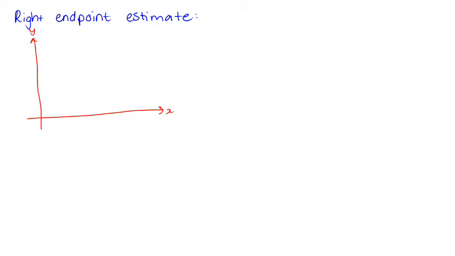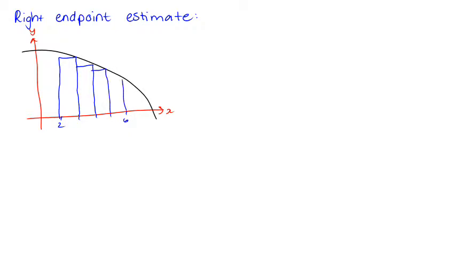I'm just going to do it roughly because it takes a while. So this was our same function. So 2 was here, 6 was here, 3, 4, 5. This time you're going to go up and meet each column on the right side. Like that. So before each column met the line on the left side, now they meet it on the right side. So obviously, we're missing these little bits up here. So this estimate's going to be less.